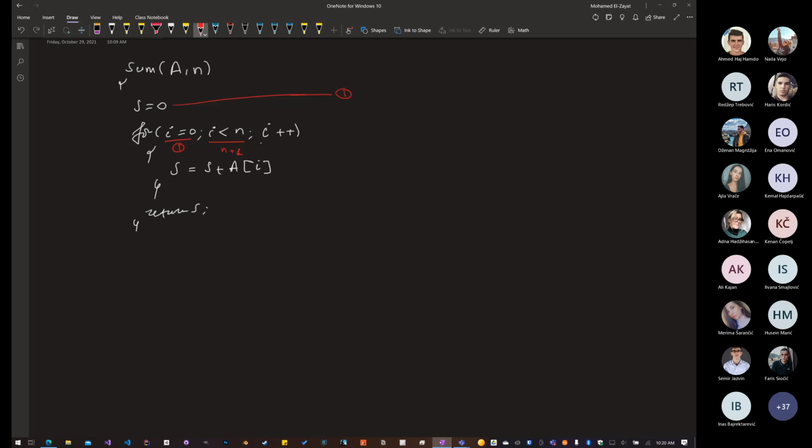And this will in fact run for n times. And from the perspective of this for loop, this guy will also run for n times. The sum of these two, how long this line of code will take to execute, is going to be 2n plus 2.